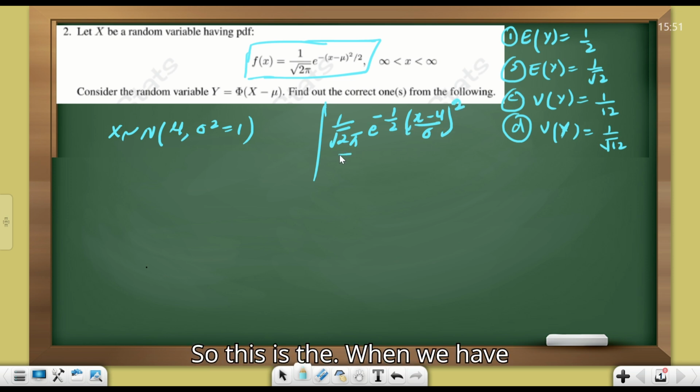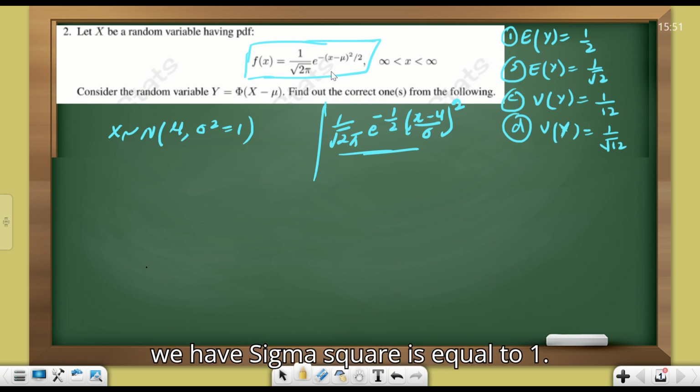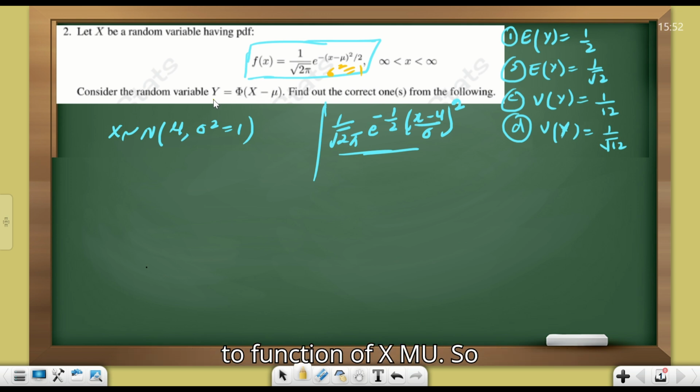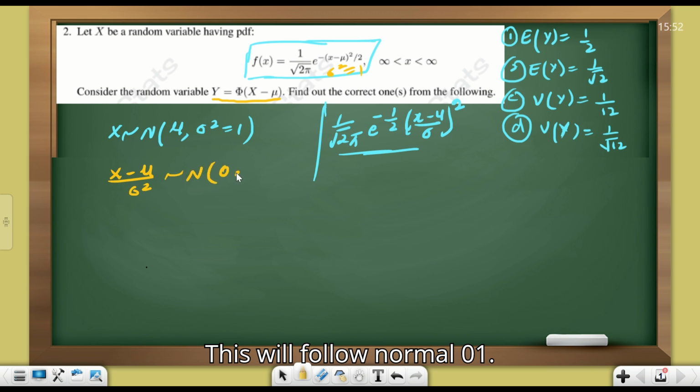So this is what we have when we have normal(mu, sigma square). From this PDF, we have sigma square equal to 1. Clear? Then consider another random variable, y, which is a function of x minus mu. So this is basically x minus mu upon sigma. This will follow normal(0, 1).